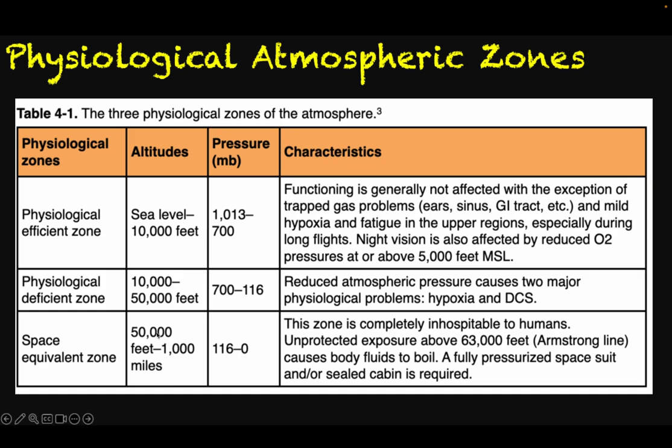And then above 50,000 feet, this is called the space equivalent zone. Totally inhospitable to humans. You cannot even function up in the space equivalent zone unless you are wearing a pressurization suit, like we saw with Wiley Post when we looked at that in chapter 3. So, completely inhospitable to humans. Unprotected exposure above 63,000 feet, which is called the Armstrong limit, or the Armstrong line, would actually cause body fluids to boil because of the drastic difference in air pressure versus the pressure of our bodily fluids. So you cannot exist in the space equivalent zone unless you are wearing a pressurized bodysuit.